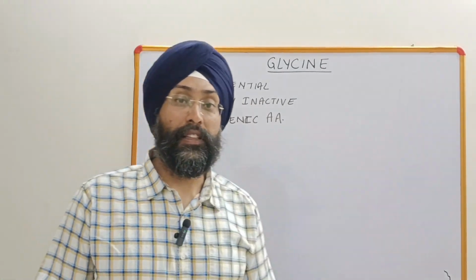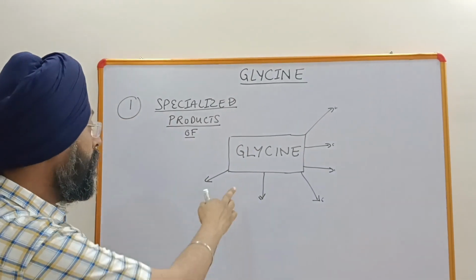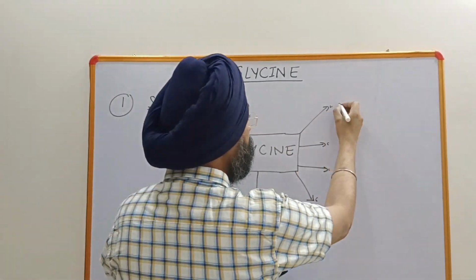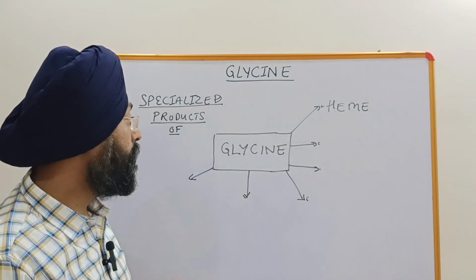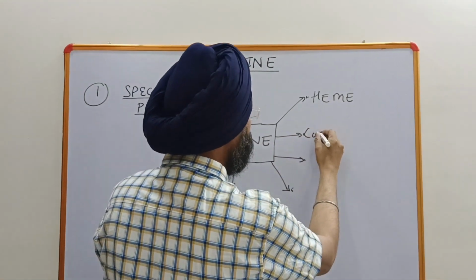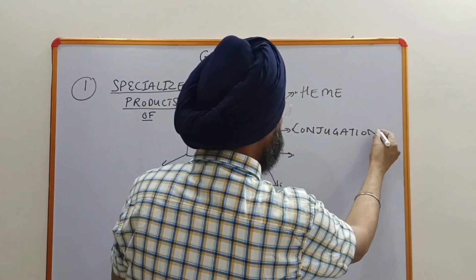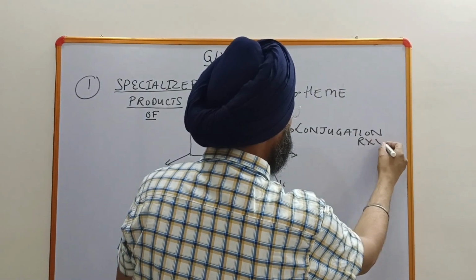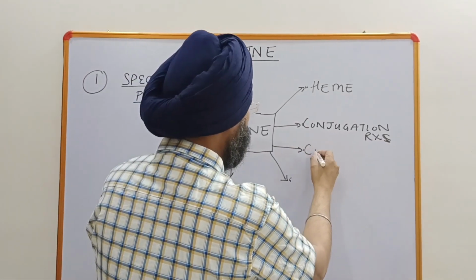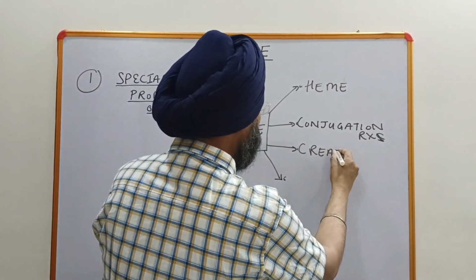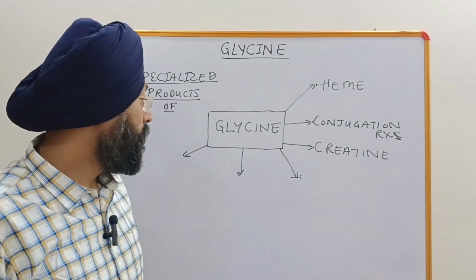Now we'll start with the specialized products of glycine. Glycine is used for synthesis. First of all, it is involved in heme synthesis. Secondly, it is involved in conjugation reactions. And thirdly, it is involved in the synthesis of creatine, which will further lead to the synthesis of creatinine.